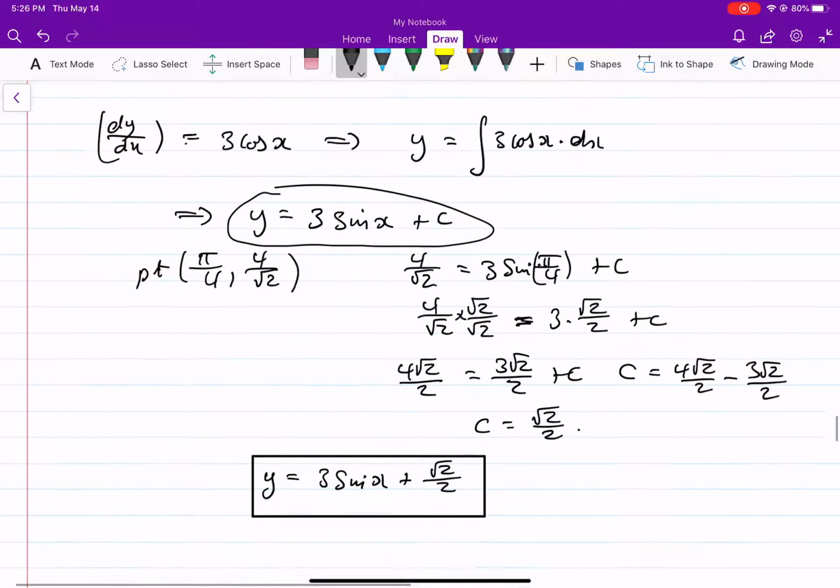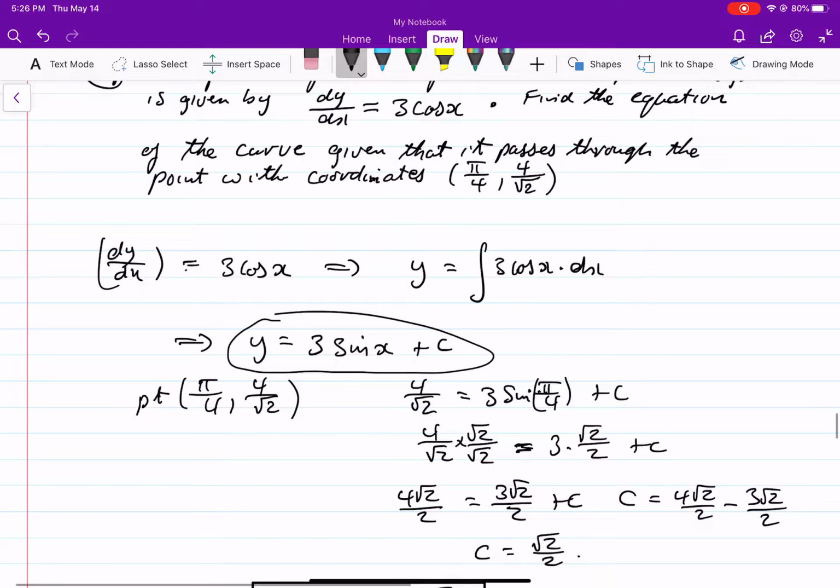If I leave it with the plus c, that's multiple curves. I have to actually find, I can give any pair of coordinates and I'll get a different value for c. And each one of those will represent a different curve. So that's why it's a family of curves. If I had given x is pi upon 2, y is 6 or something like that, I would end up with a different value for c and therefore a different curve.